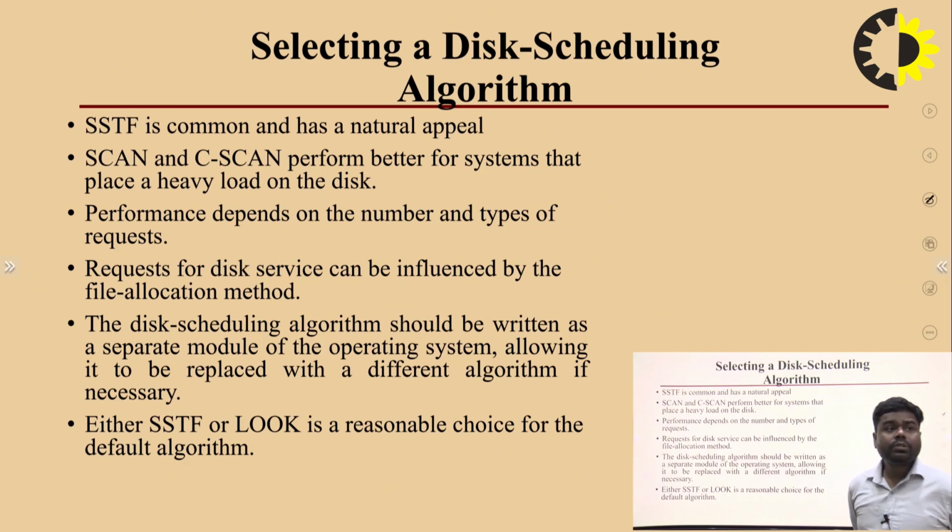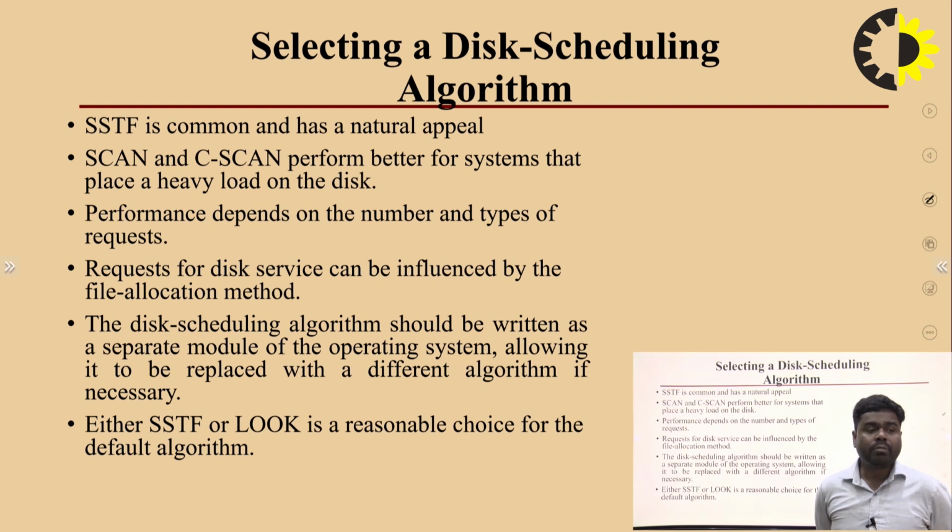Now, how to select a disk scheduling algorithm? SSTF is common and it has a natural appeal. It means SSTF is common and it has a natural appeal among all the disk scheduling algorithms. SCAN and C-SCAN perform better for systems that place a heavy load on the disk. It means if you have given some tasks to the system and it will be a heavy load, then SCAN and C-SCAN will perform better for the system.